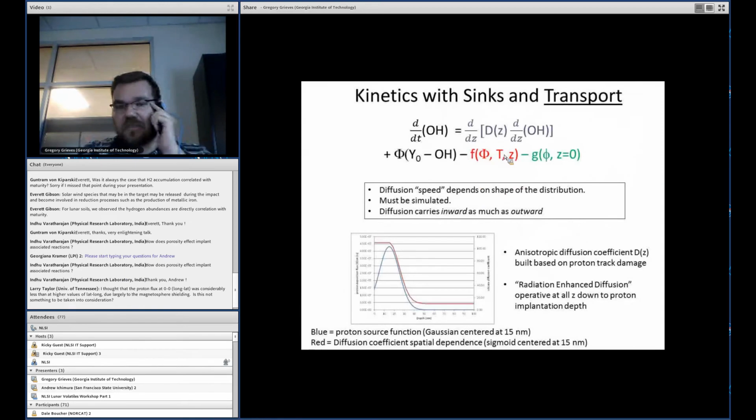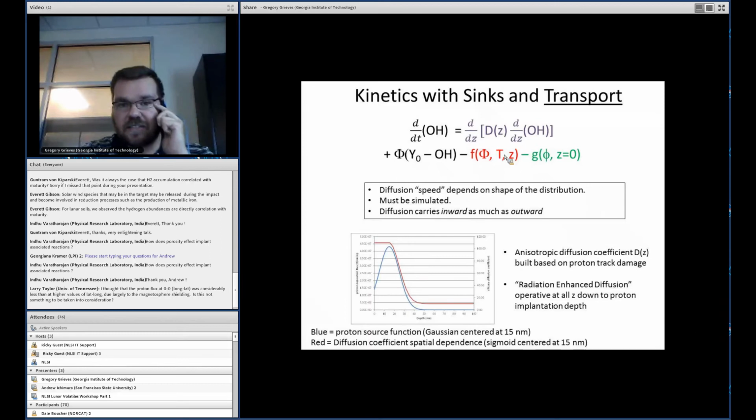Now I've added an additional term to account for the z dependence on the loss term, which is a transport. And I've written it here in a form that indicates that we can include an anisotropic diffusion coefficient, which I have done to try to see if there was some radiation enhancement of the rate of diffusion toward the surface to give balance between the F term and the G term.